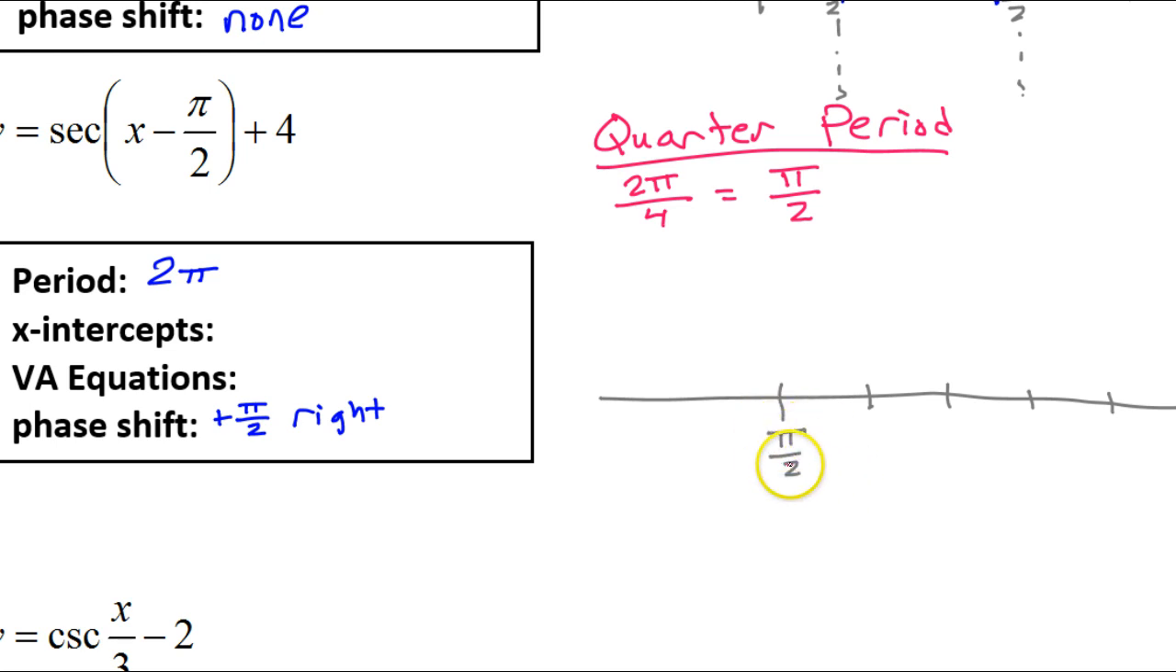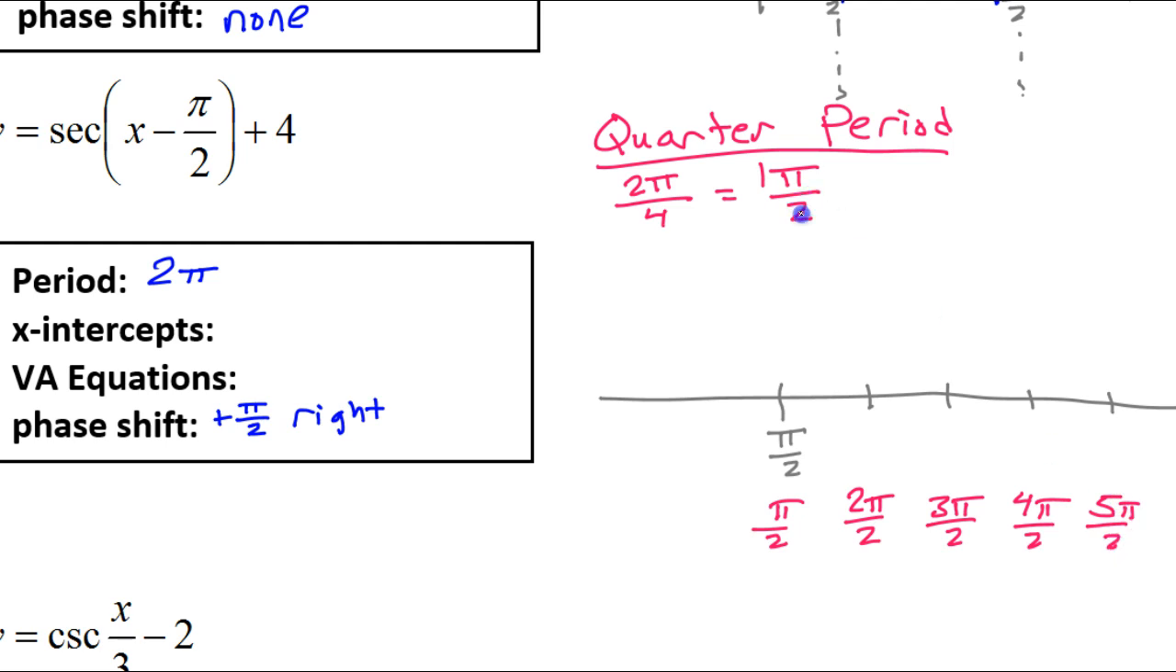So starting with this pi over 2, I'm just going to begin adding pi over 2 over and over again. You know, I'm adding 1 pi over 2 each time. So this is pi over 2. So if I add pi over 2, I will have 2 pi over 2, 3 pi over 2, 4 pi over 2, 5 pi over 2.